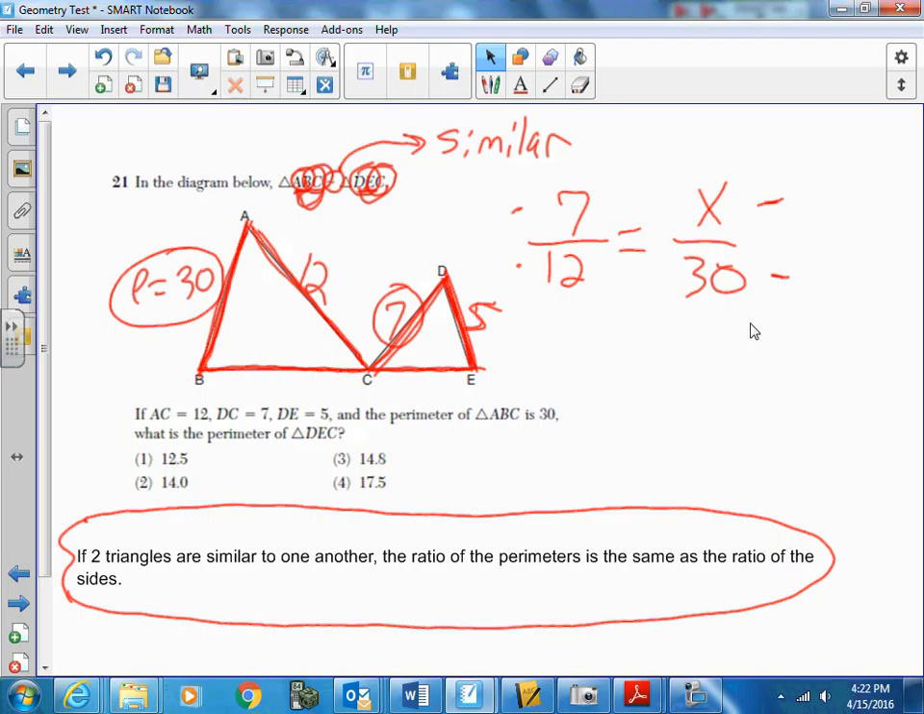So we can cross multiply, and you end up with 12x is equal to 210. Then divide by 12, divide by 12. Let me get my calculator here. Divide that out. So 210 divided by 12 is 17.5.